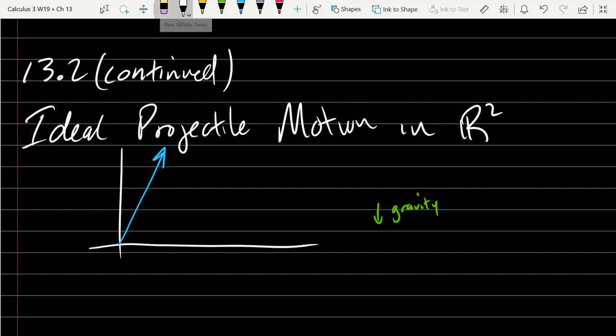Now for the motion curve, just white, or is there another color we like for that? White's good. All right, so what does the curve look like? It definitely starts to go up, but then as gravity is pulling it downwards, it's losing the upward velocity. And eventually you have zero upward velocity, and then you'll have negative upward velocity. It'll start going back down to the ground.